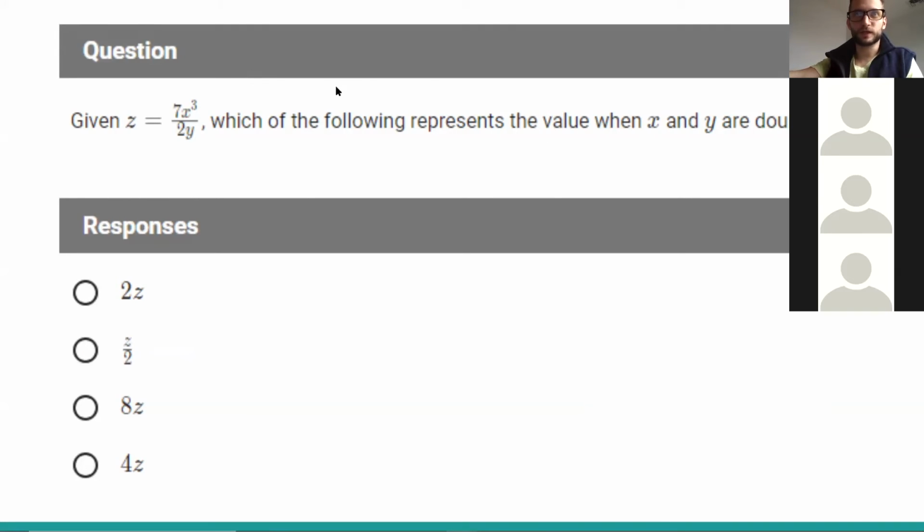So here's the thing. Once again, I'm all about simplicity. Make my life simple. Make sure I can use values, numbers, whatever the case may be. So here they're saying what would happen to z if x and y are doubled. All right, so I'm going to make my own scenario.